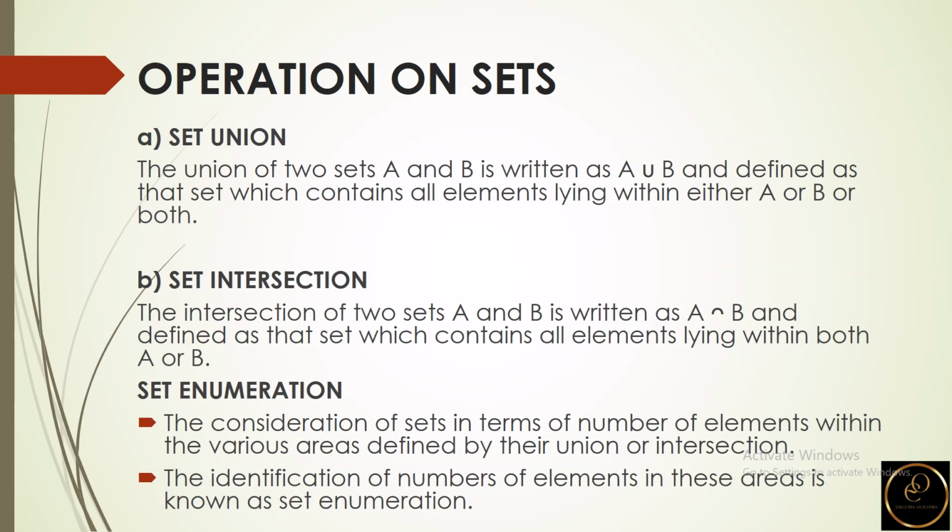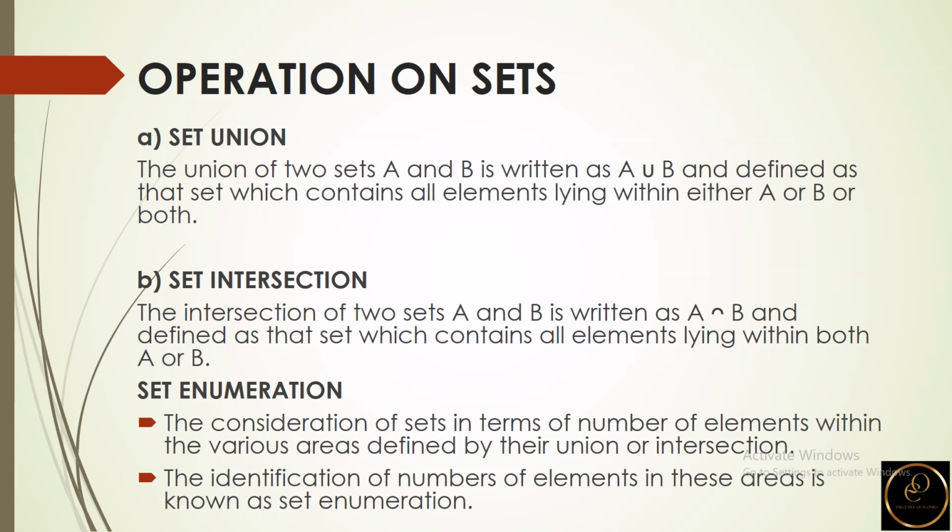We also have the intersection set. Now if you have two sets A and B, the intersection set is made up of elements which are found in both A and B. That is what is known as an intersection set. So they are found in both set A and set B.